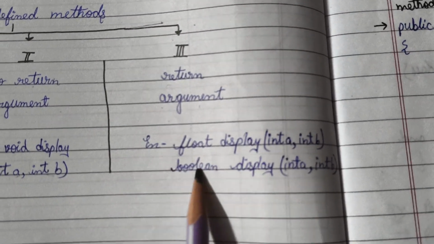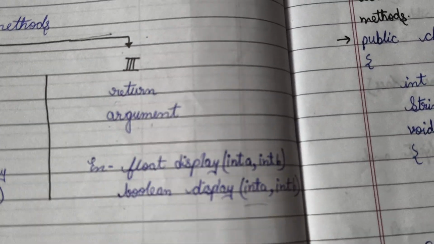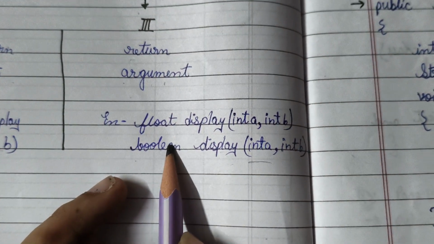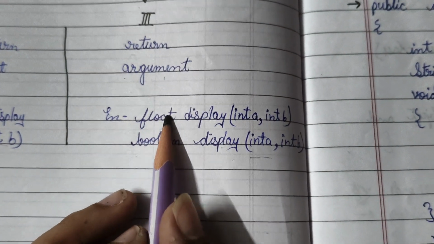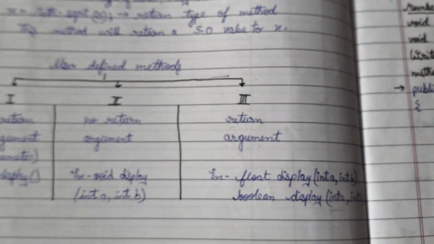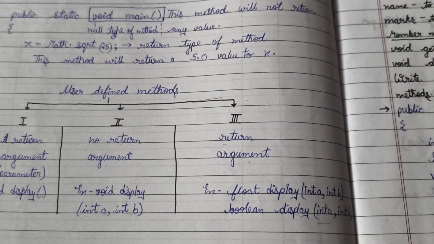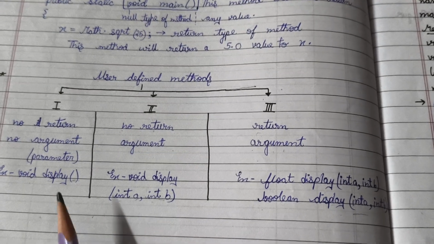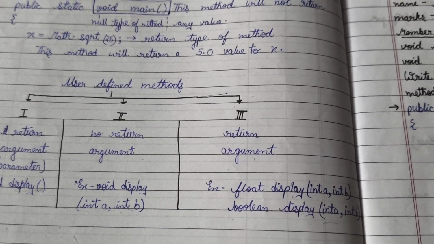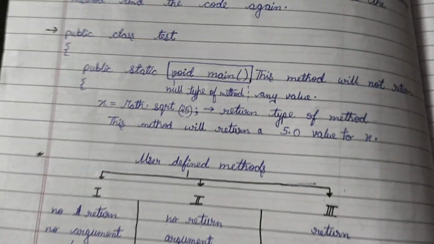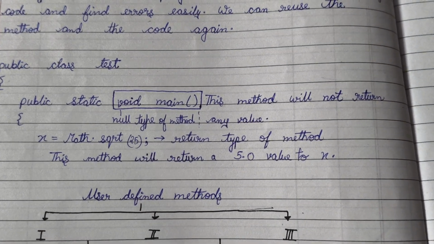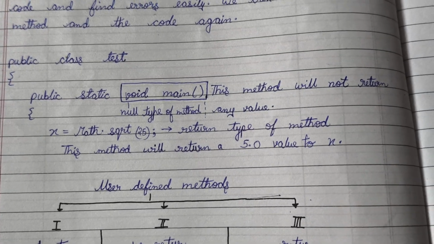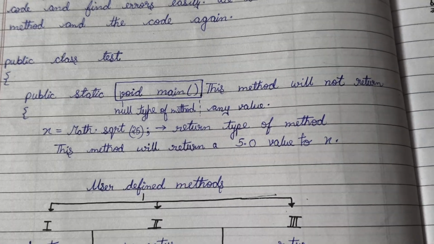Like in this boolean display(int a, int b), it will display the answer in boolean values, meaning true or false. Similarly, in this case it will display the answer in float. So just remember one thing: in these two types we use System.out.println to print the result, but in this one we use return. We will study that later on. This is an example of the first type of method, meaning no return, no argument, which you may see.